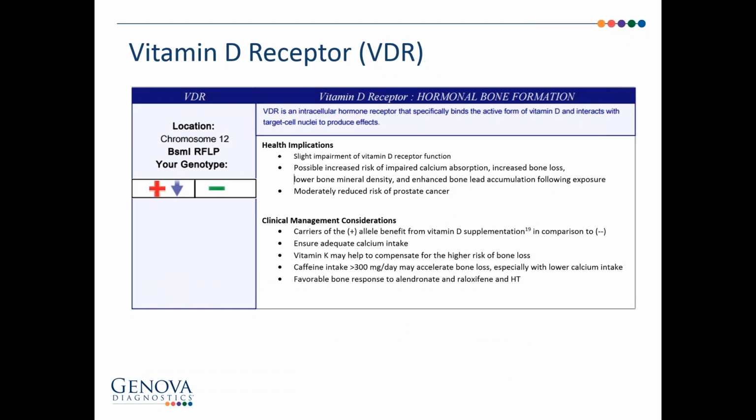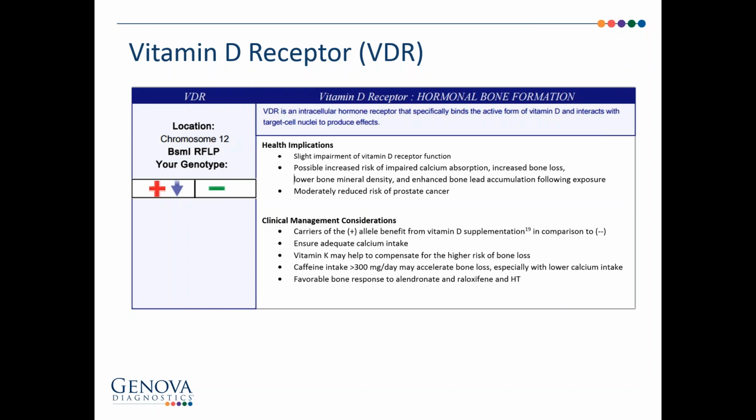The next one we're measuring as part of the complete hormones is vitamin D receptor. Vitamin D receptor, hormone, bone formation. So again, this is a specific SNP because we're looking at VDR, a receptor that binds the active form of vitamin D and interacts with the target nuclei to produce effects. So it impairs your ability of vitamin D to work and protect your bones. This is super important.